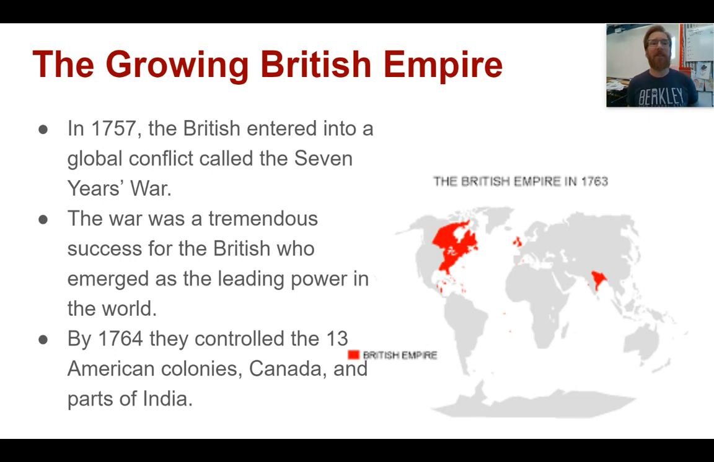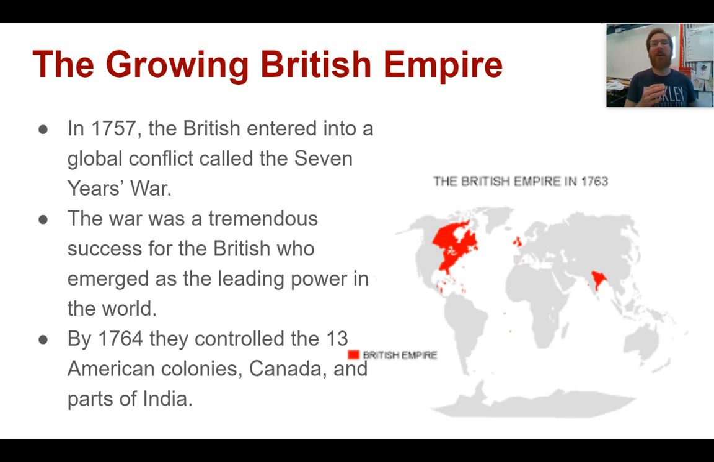In 1757, the British enter into a global conflict. Some might even call it a world war, although it's a Eurocentric way to look at it. But it did go well beyond Europe. This conflict is called the 7 Years' War. Now, here in the United States, sometimes we give this a different name. We call it the French and Indian War. But the French and Indian War was a small part of a much larger global conflict called the 7 Years' War. Now, this war was a tremendous success for the British.